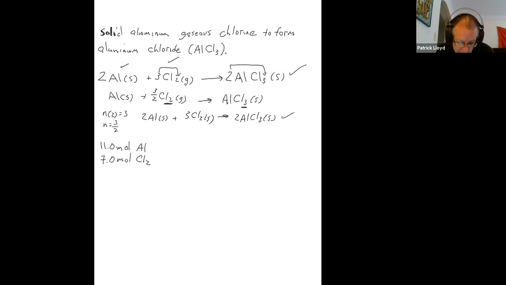Okay, so here's one approach to the limiting reactant problem. What you do is you figure out how much of each reactant can form product. So how much reactant do we have in order to form a product? So what I'm going to do is I'm going to say that we have 11 moles, 11.0 moles of aluminum.